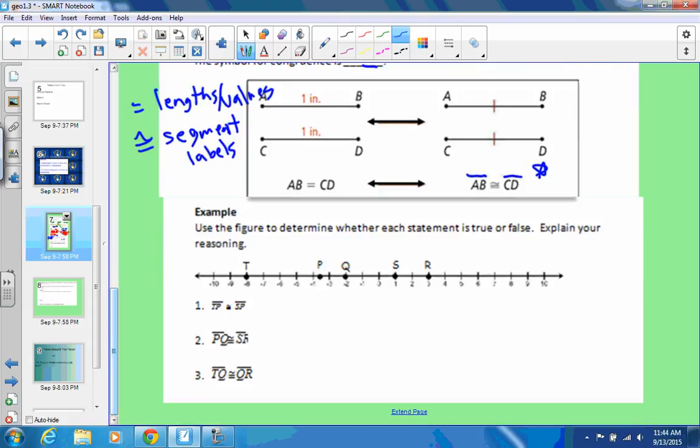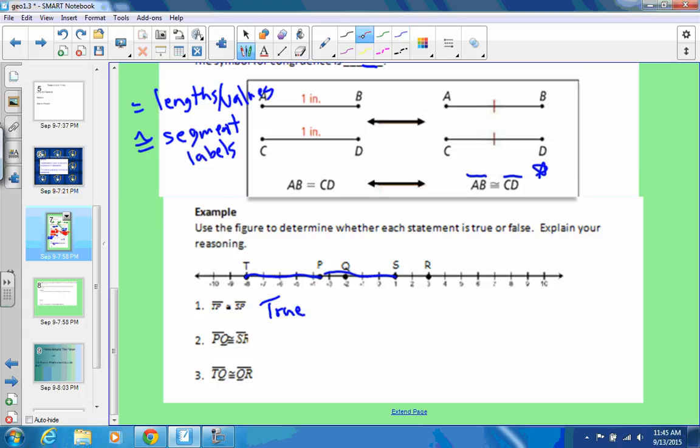Okay, so use the figure to determine whether each statement is true or false. Explain your reason. So we're just doing some segment addition here. Is TP congruent to segment SP? TP and SP. So these are the two we're looking for. They're 1, 2, 3, 4.5. 1, 2, 3, 4.5. So those are congruent.